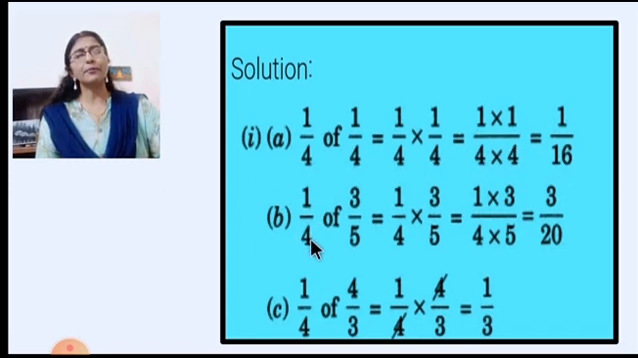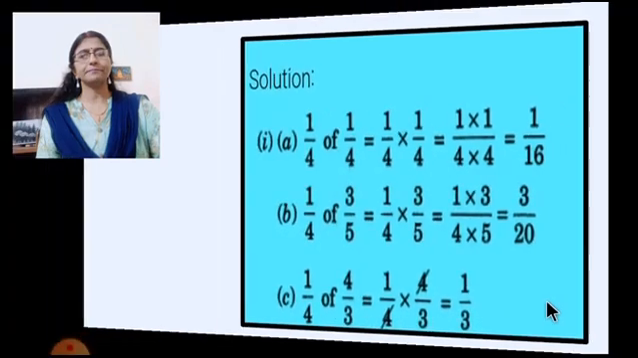Same way now 1/4 of 3/5. So of means multiply. Same fraction will write. Numerator will be multiplied by numerator. 1 into 3. 4 into 5. 3/20. So same way you will do. Here wherever there is of, we'll write multiply, and then we have written the same fraction. Now here you can reduce this, cut it. You will get 1 in the numerator and 3 in the denominator.